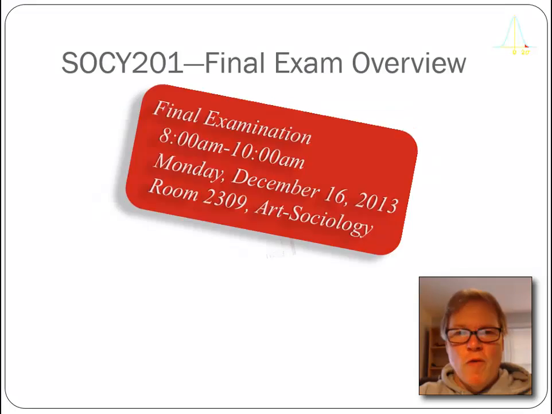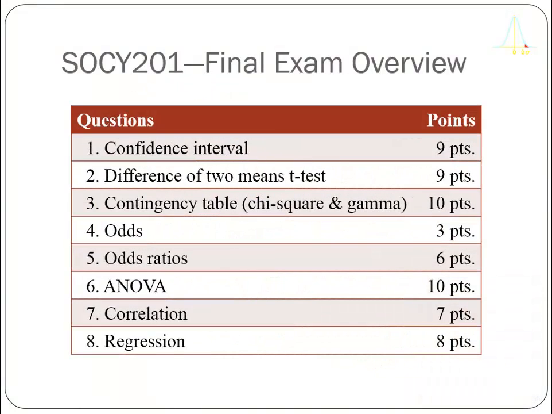Let's go ahead and look at the overview. This exam is going to have 8 questions. We're going to start with confidence intervals. We'll do a difference of means t-test. We'll have a contingency table or cross-tabulation problem. We'll look at odds ratios, analysis of variance, correlation, and regression. You can see the relative points over on the right-hand side of the slide.